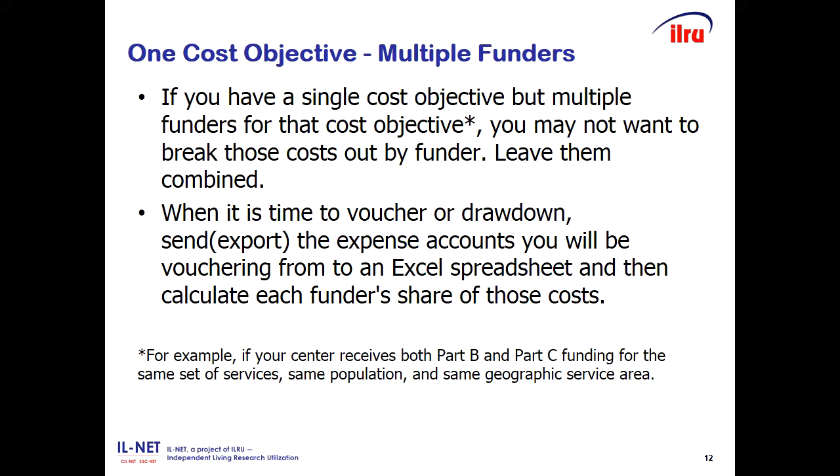So once you set that up, many general ledgers will allow you to send a group of accounts or send a report right to Excel. Once you get that Excel spreadsheet set up, it'll be fairly easy to get a total for those direct costs for that time frame, and then just multiply them by each funder's share. And keep that spreadsheet. That's important documentation for you, to show how you went right from your general ledger to what you were drawing down or vouchering for.